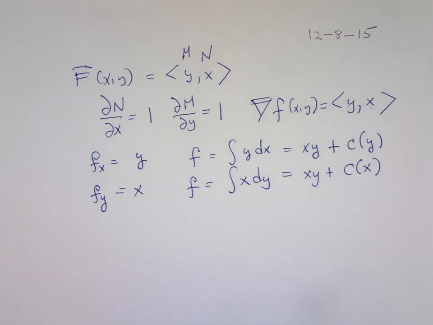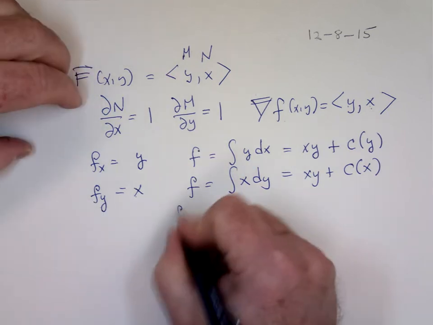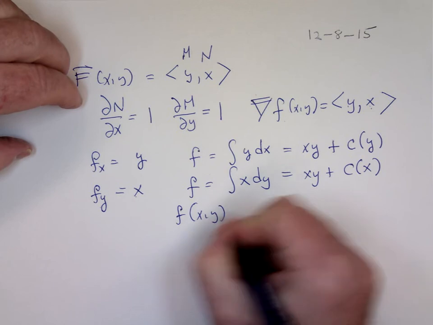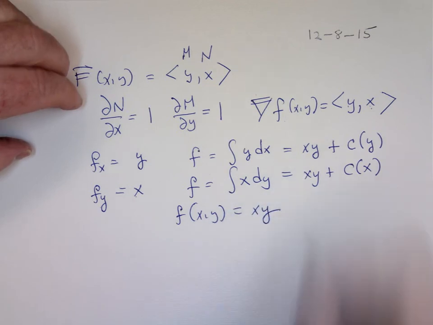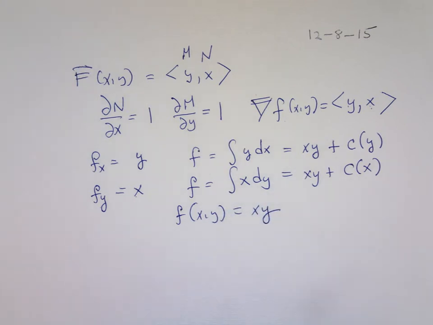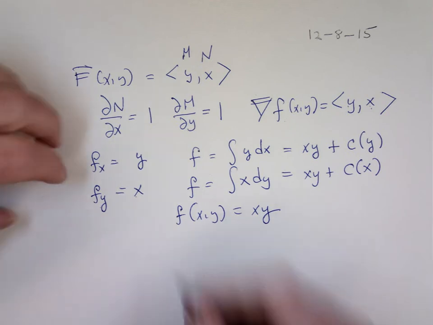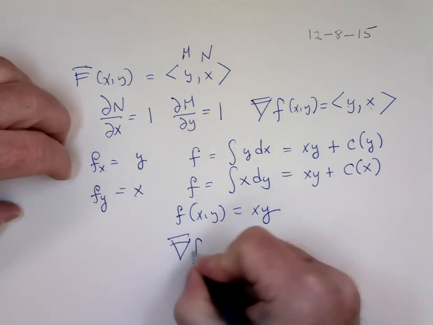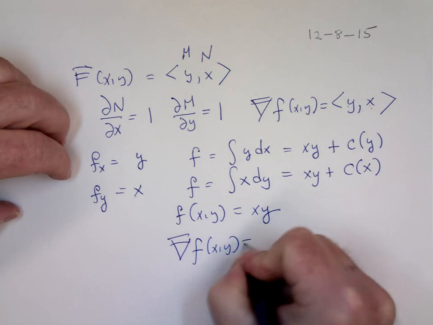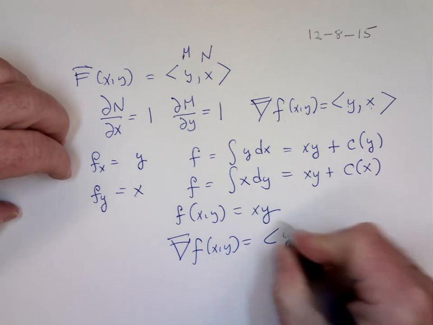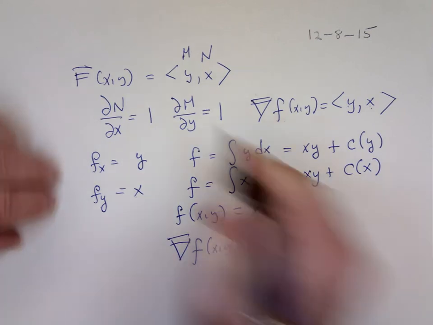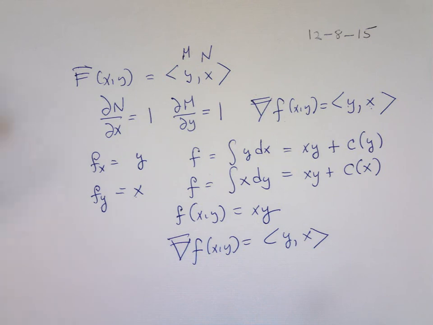And what you have to do now is called reconcile the two. You have to come up with one function that meets both requirements. Well, it's pretty clear that our function then is xy. Okay? That's our function. What's the gradient of this function? Partial with respect to x, partial with respect to y. It's our vector field. Okay? That makes our vector field conservative.